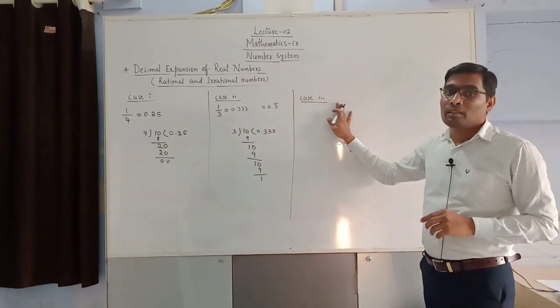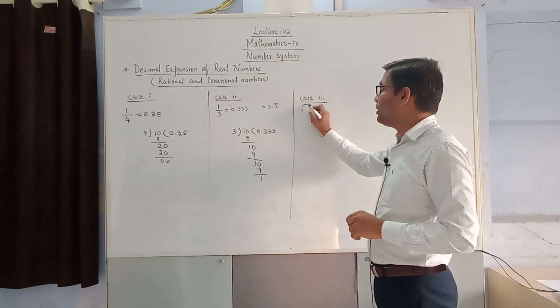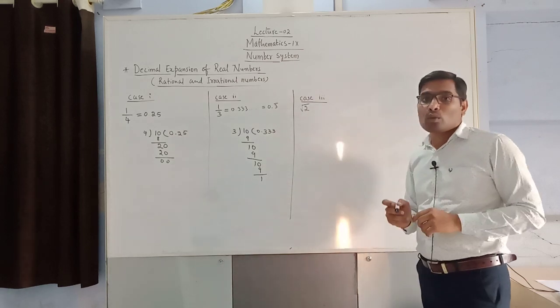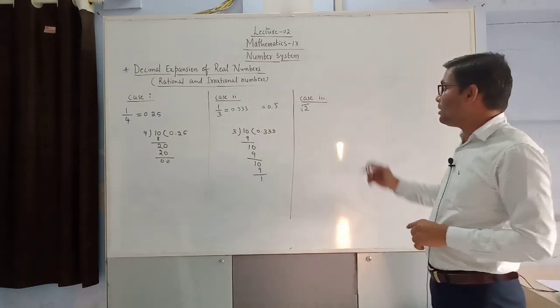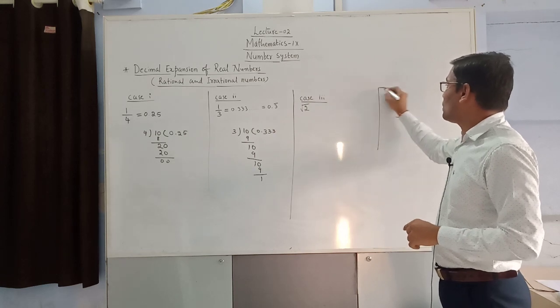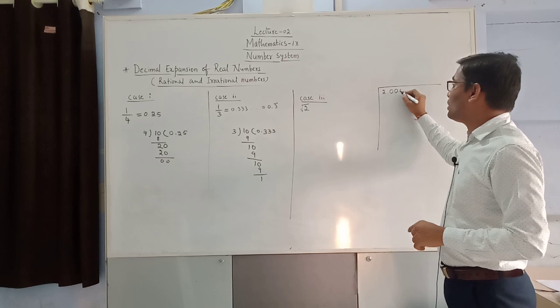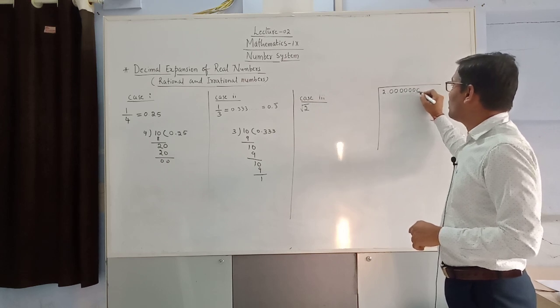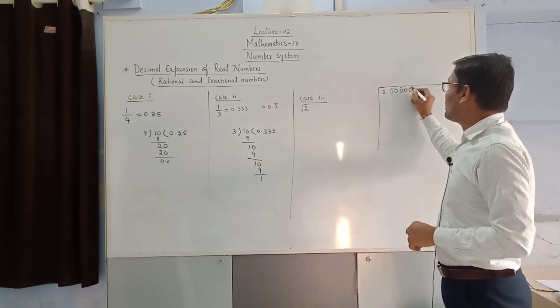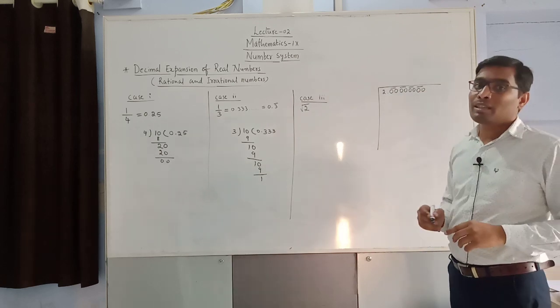Moving to case 3. Let's take the number root 2. Now find the square root of 2 by the division method. Let's write 2. 2 can also be written as 2.0000000. We can write as many zeros as we want after the decimal point.